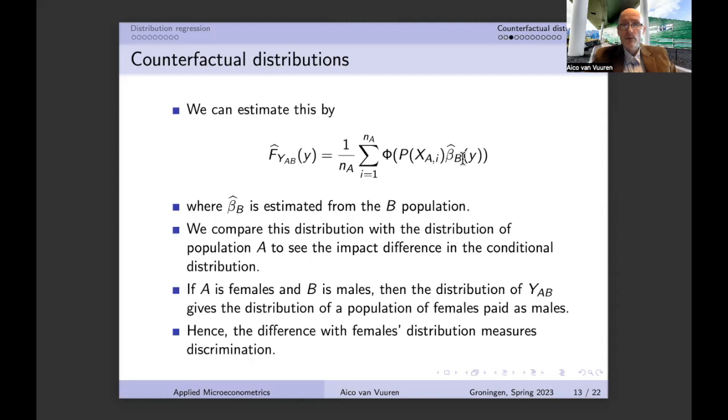What we can do in the first stage is run a distribution regression of the B population on this value y that we have over here in order to get this beta hat B. And this is going to be very valuable. That means, of course, that now what we're going to get is an estimate of the distribution in the case that the A population is going to be paid like the B population.